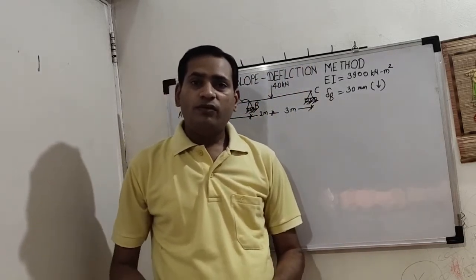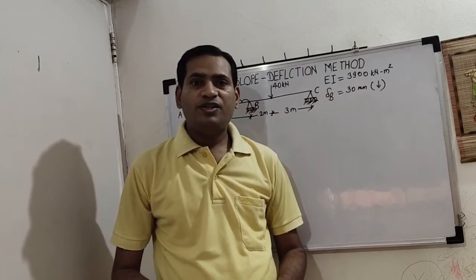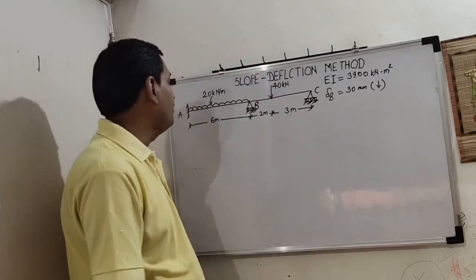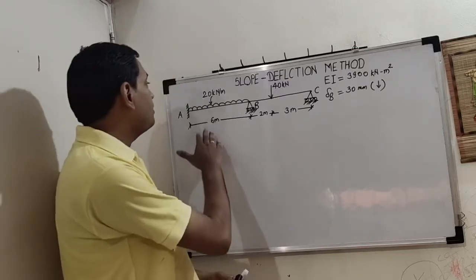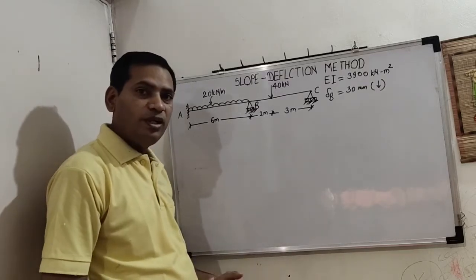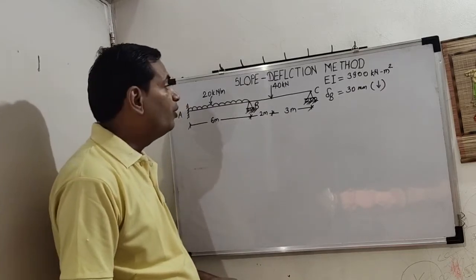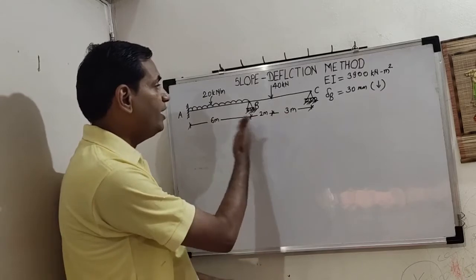Today we shall solve a numerical on slope deflection method. I have drawn a continuous beam here, beam ABC. AB part is subjected to 20 kN point load and BC is subjected to an eccentric point load of 40 kN. So distances are like this.